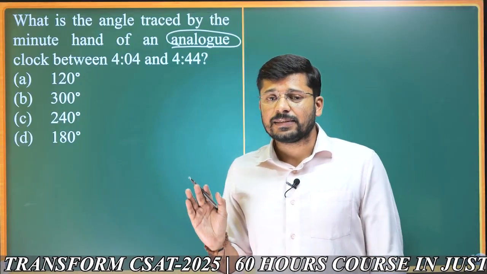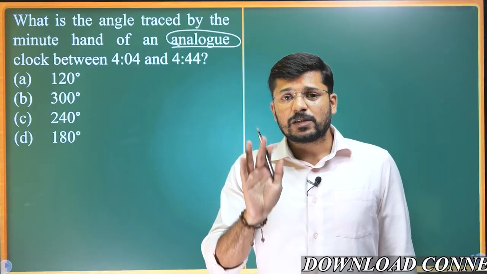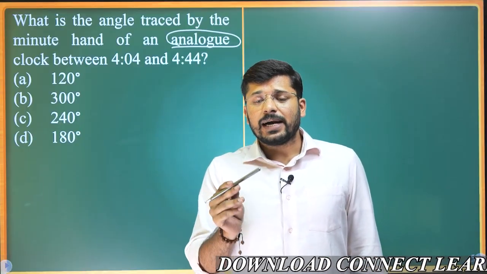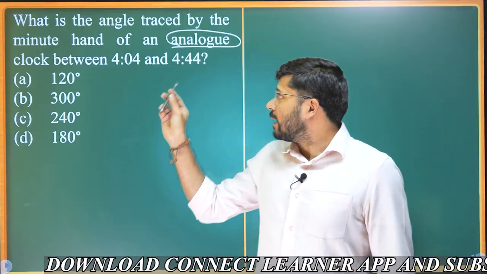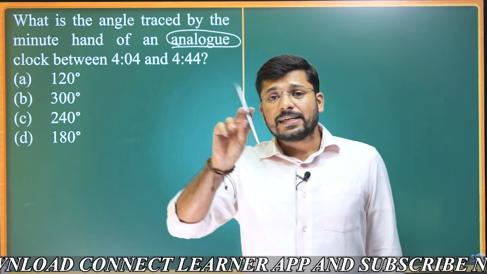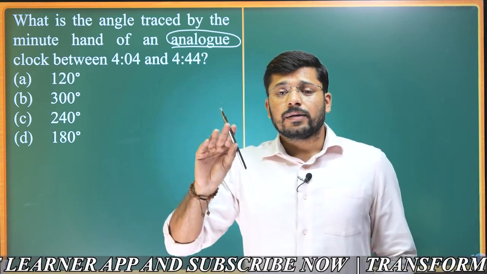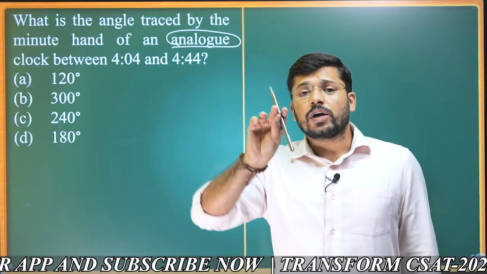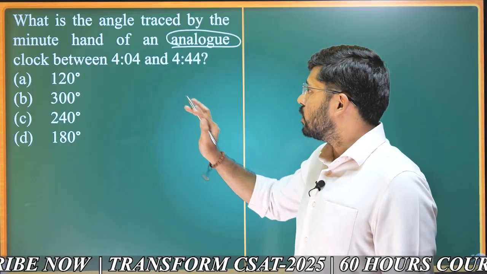So what they are asking us is, at the first instance, the time is 4:04. So the hour hand is showing 4 and the minute hand is showing 4 minutes. And at the second instance, the minute hand has come up to 4:44. Now, what is the angle movement made by the minute hand? How do we solve this one?